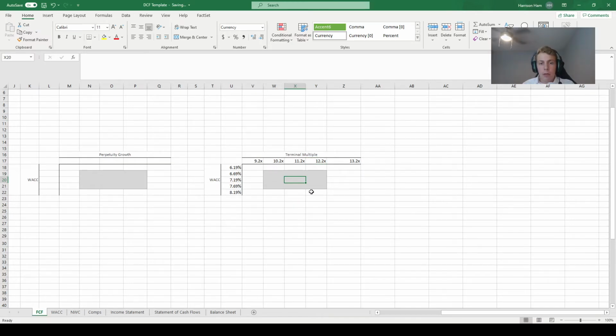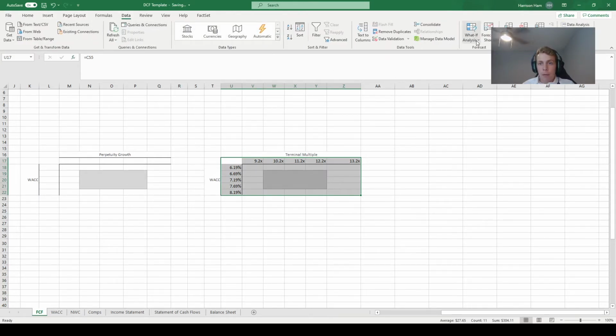So now we're actually ready to create our data table now that we have all of our information filled in. So you're going to select the entire chart area, excluding these data labels that we have on the sides. Then we're going to come up here to where it says data, and then go to what if analysis and click data table. So you have to put two things in here. The first one is the row input cell. So basically the data table is asking you, okay, so along the row, which is right here, what exactly do you want us to change?